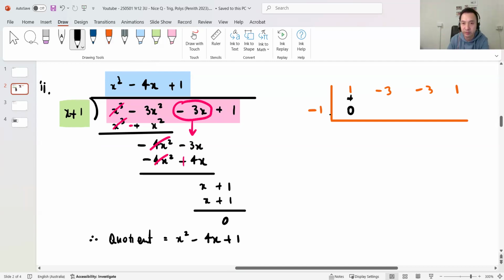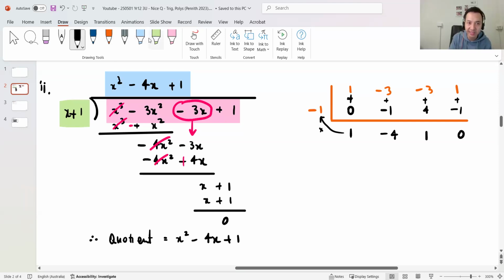So add vertically. Add becomes 1, times, so times here comes -1. Then you add again, -3 plus -1 is -4. And you times that with -1 again to get 4. Then you add again, -3 plus 4 is 1. Times that with -1 to get -1. Add that to get 0.